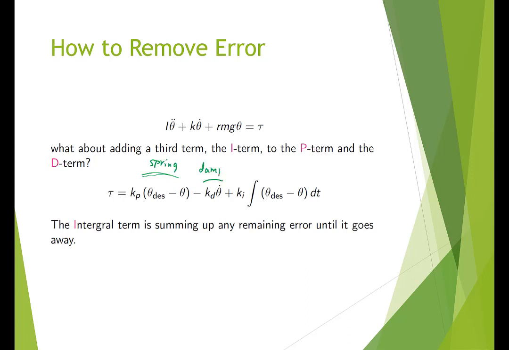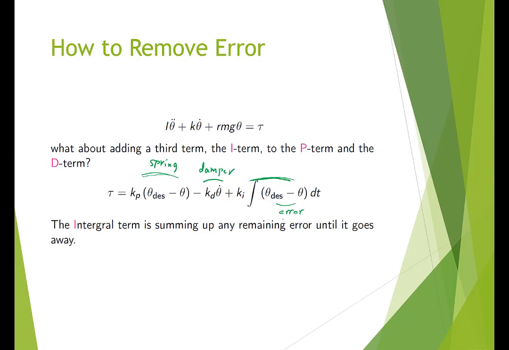Now assume we have a third term, which is the integral of the error multiplied by a gain. This will force the pendulum to go to where we want. Basically, the torque will increase when the error is large. As time passes, this term will get larger and larger and makes sure that the pendulum goes to the desired theta. This is called the integral term, and this is the basis of a PID controller.